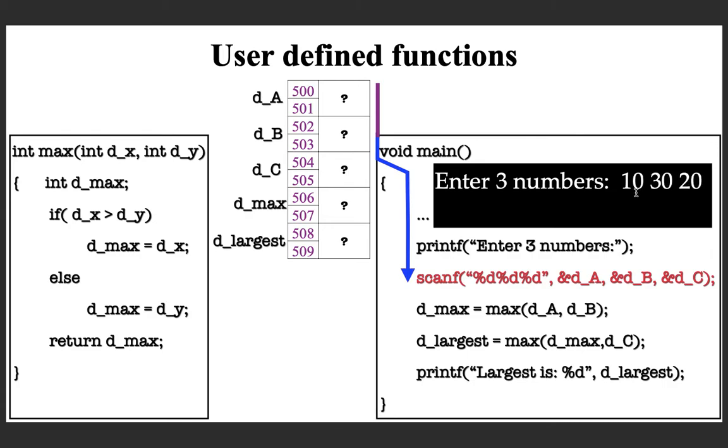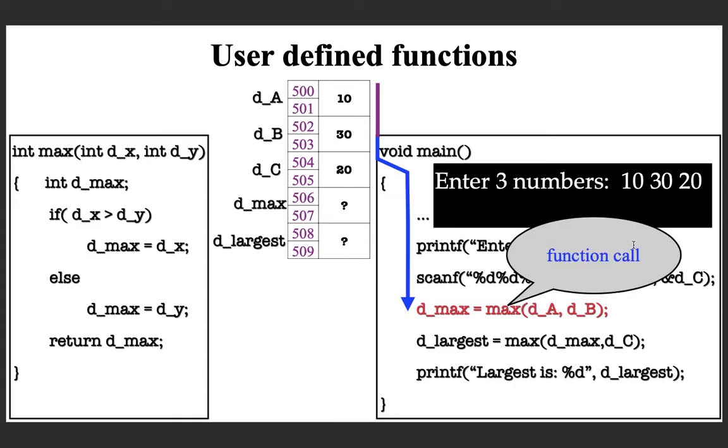Suppose the user is giving 10, 30 and 20. It can proceed. Now all these are undefined. If you finish that scanf, the corresponding values are taken into A, B and C, decimal variables. Now it progresses to the next statement. See, it's interesting here. You're trying to assign the maximum of A and B, the decimal variables A and B, into this variable. But that you are doing by calling a user-defined function. So this is a function call.